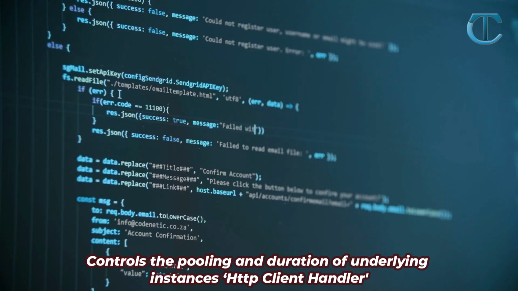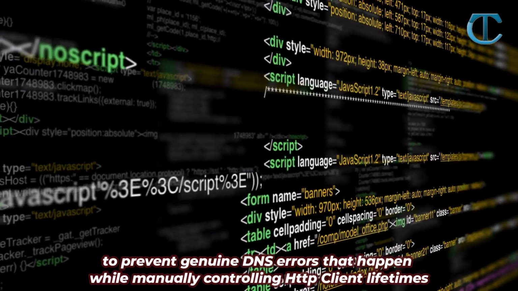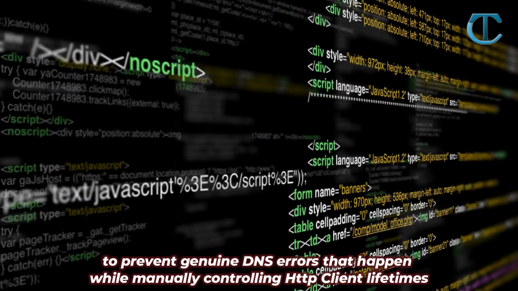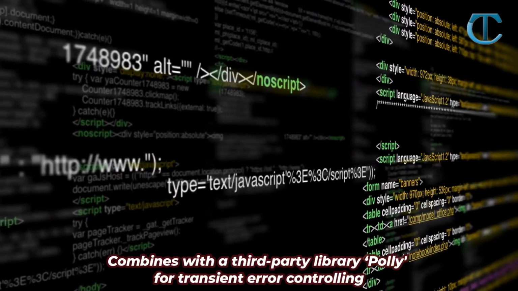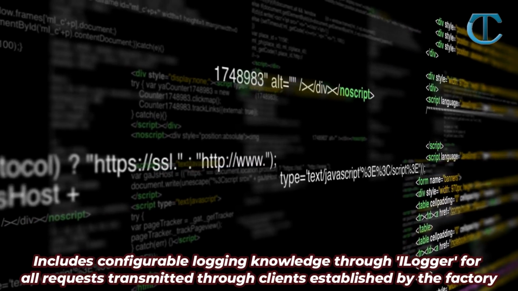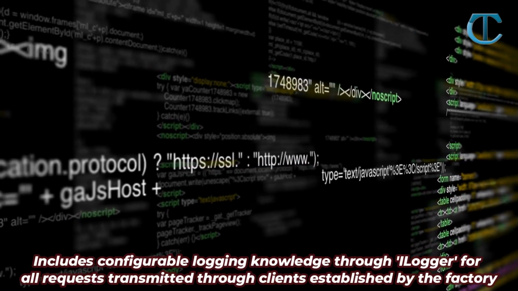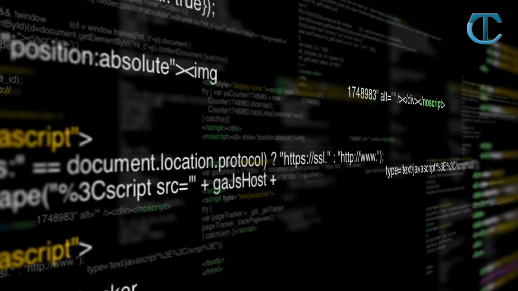It controls the pooling and lifetime of underlying HttpClientHandler instances, to avoid common DNS problems that happen when manually managing HttpClient lifetimes. It integrates with a third-party library, Polly, for transient error handling. It includes configurable logging through ILogger for all requests sent through clients created by the factory.